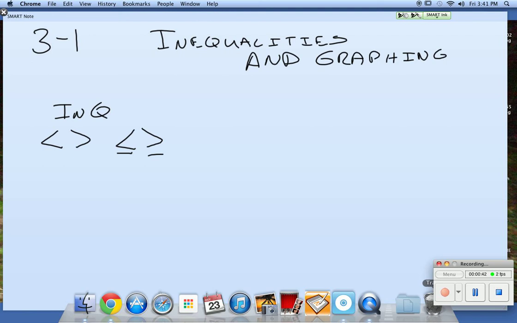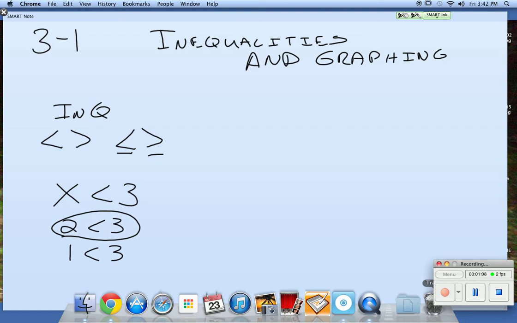Now, when we work with inequalities, let's say I said x is less than 3. What that means is x can be any number that's less than 3. In fact, if we take a number that's less than 3, let's say 2, and we put it in for x, then this would still be a true statement, right? 2 is less than 3. So that's how our inequalities work. But it could also be 1. It could be 0. Okay? So there's a whole list of numbers that are less than 3. That's what inequalities mean.